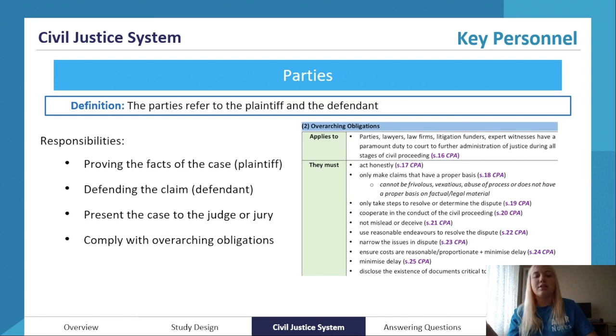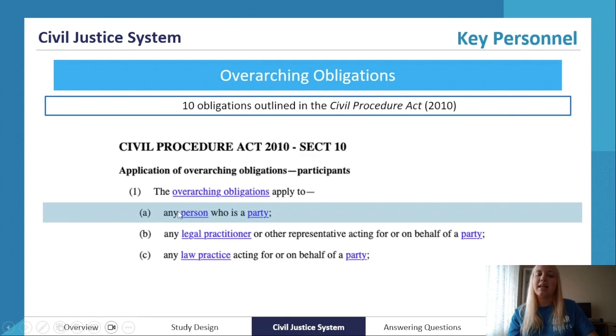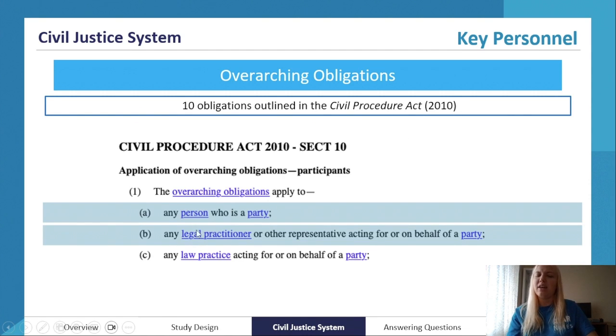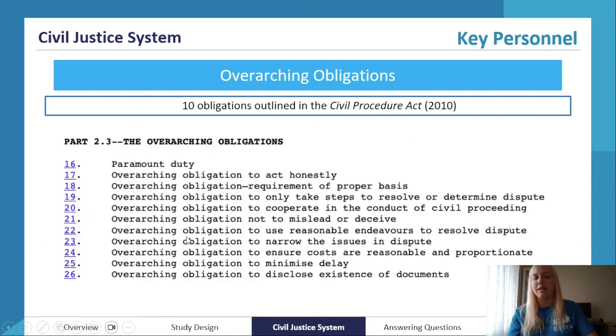Same as in the criminal justice system, they'll have things like opening and closing statements to summarize their case and their key reasons why each party is right. And they have to comply with overarching obligations. So learn a couple of examples of these. I've added the text here. They apply to any person who is a party. 10 obligations outlined in the Civil Procedure Act. And their legal reps have to follow them as well.